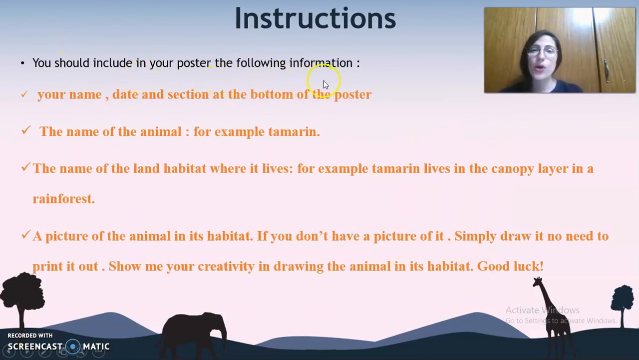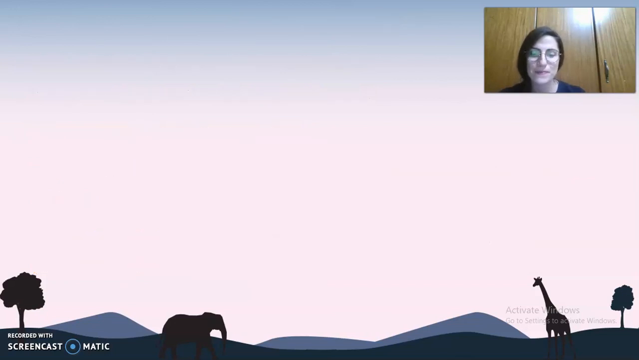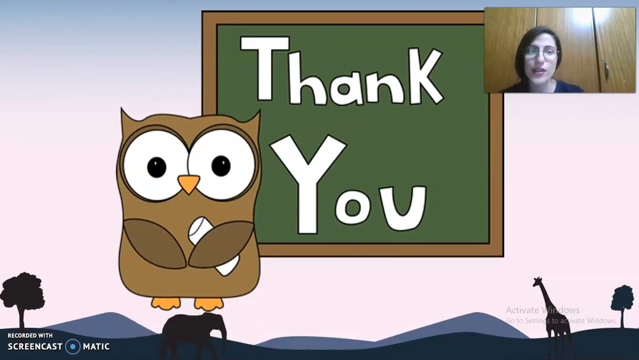You should include in your poster the following information: your name, date, and section at the bottom of the poster, as we saw on the previous page. The name of the animal, for example, tamarin. The name of the land habitat where it lives, for example, tamarin lives in the canopy layer in a rainforest. A picture of the animal in its habitat. If you don't have a picture of it, simply draw it. No need to print out anything. Just draw the animal. So show me your creativity in drawing the animal in its habitat. Good luck. Thank you. I hope you guys enjoyed it.